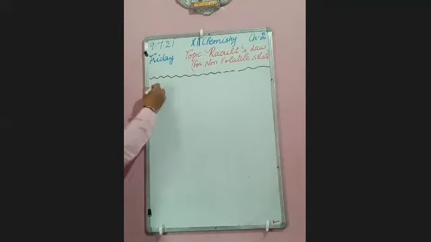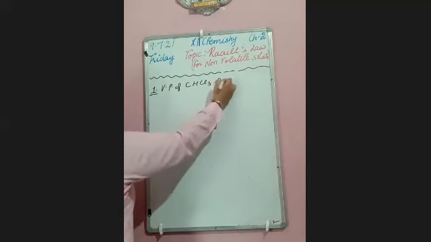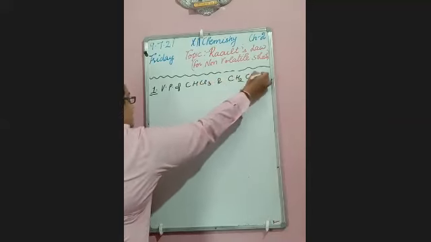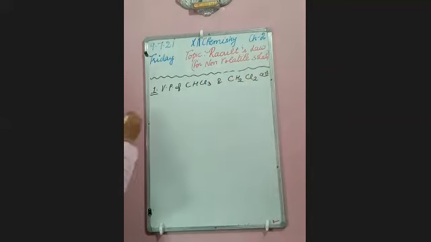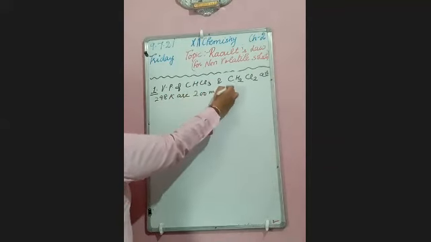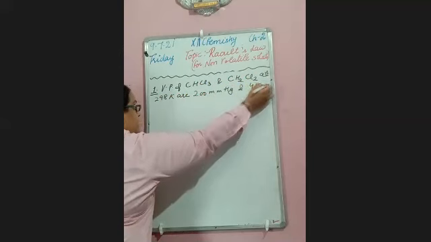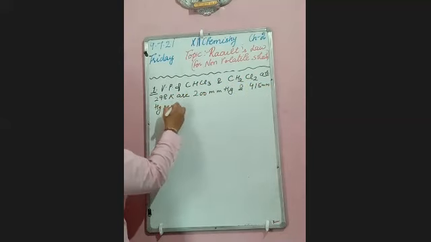It is an NCERT solved example. The vapor pressure of chloroform and dichloromethane at 298 Kelvin are 200 mm of Hg and 415 mm of Hg respectively. This is given to us.